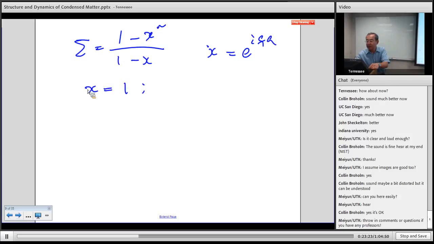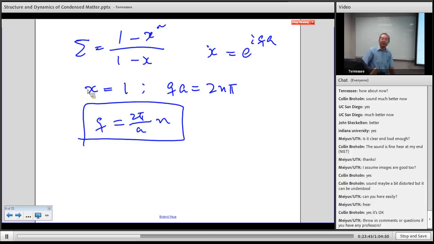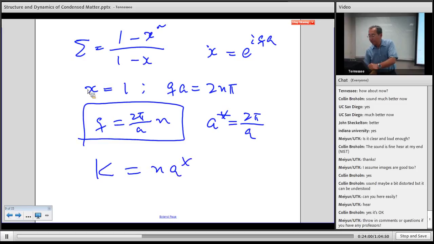And that is when qa equals 2n pi, some multiple of 2 pi, okay? So that means q equal to 2 pi over a times n is a special point, all right? So if you define a star as 2 pi over a, then k, which is n times a star, is a special point. So that is the definition of this reciprocal lattice that Colin introduced last week.